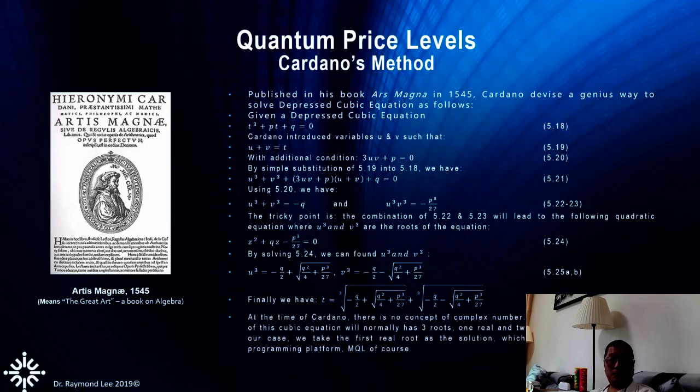At the time of Cardano there is no concept of complex number. That is the funny thing. But as you can see from that, because it's a cubic root, it has two pairs of symmetric complex roots, and in our case we only need the real root. So for our case, it's much more simple.